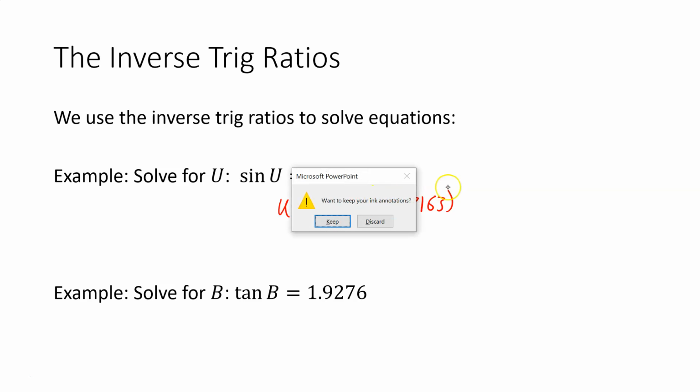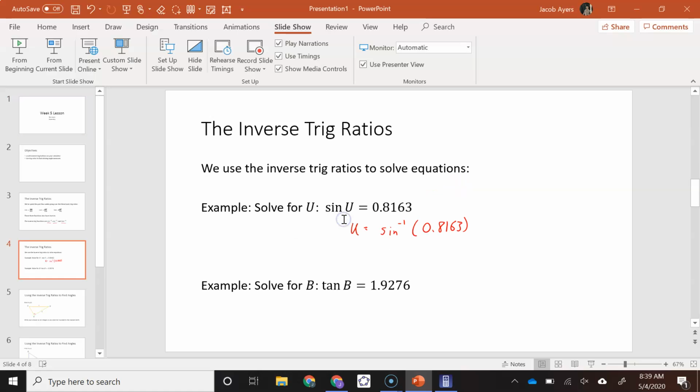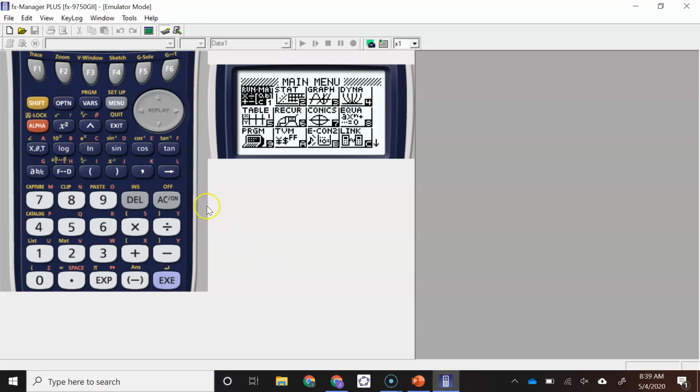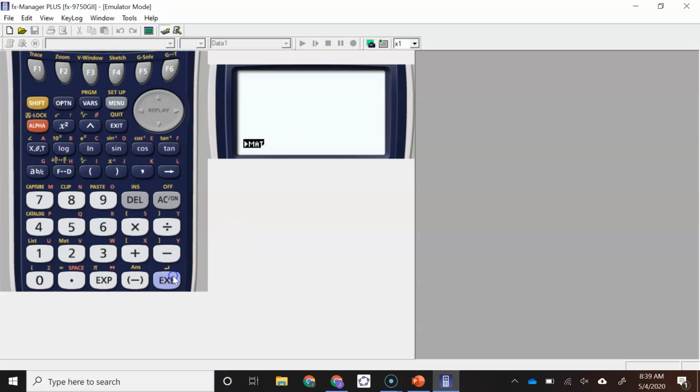Come into the calculator. Wherever your sine, cosine, tangent buttons are on your calculator, right above those you see on my calculator right here: sine inverse, cosine inverse, tangent inverse. It's a little bit weird. You've got the screen here and the keys right here. So we wanted shift sine, so sine inverse of 0.8163.